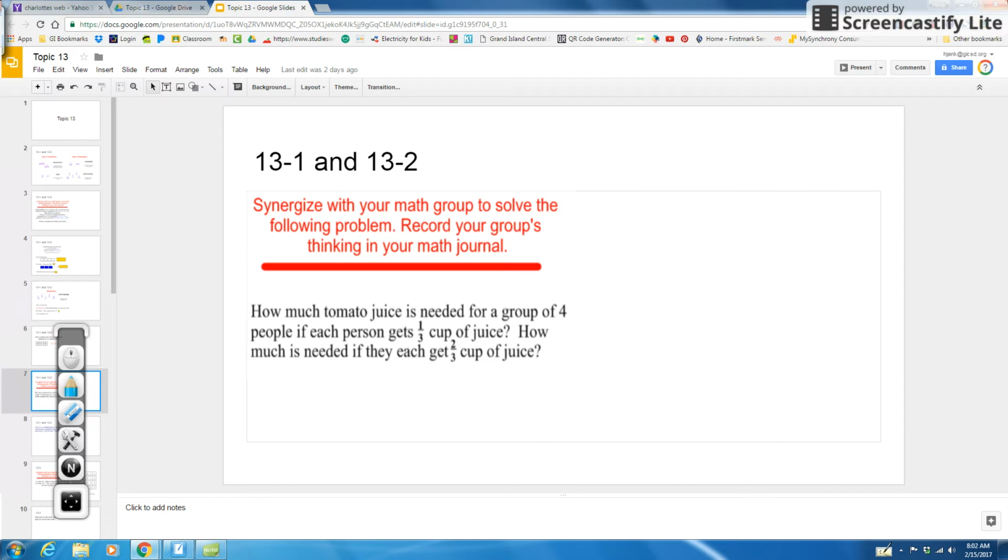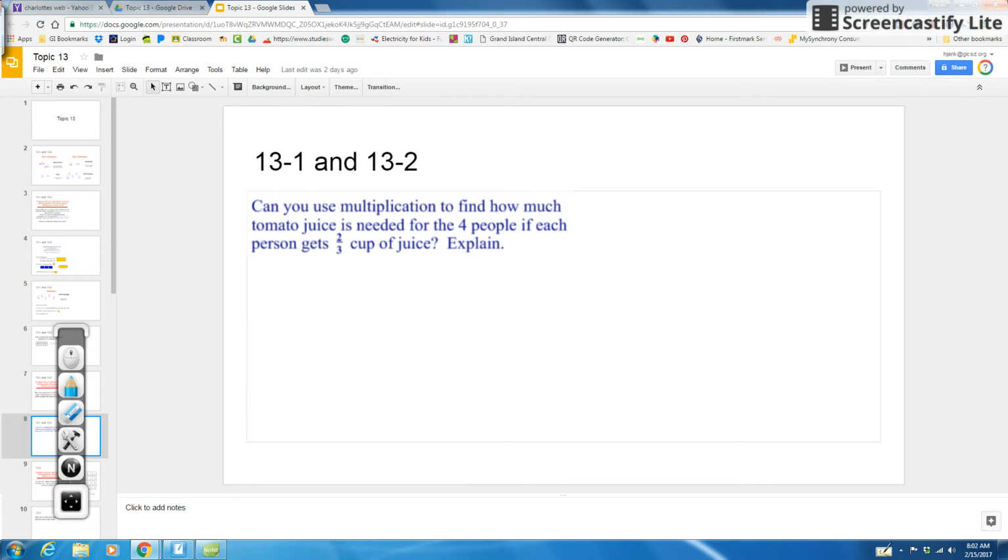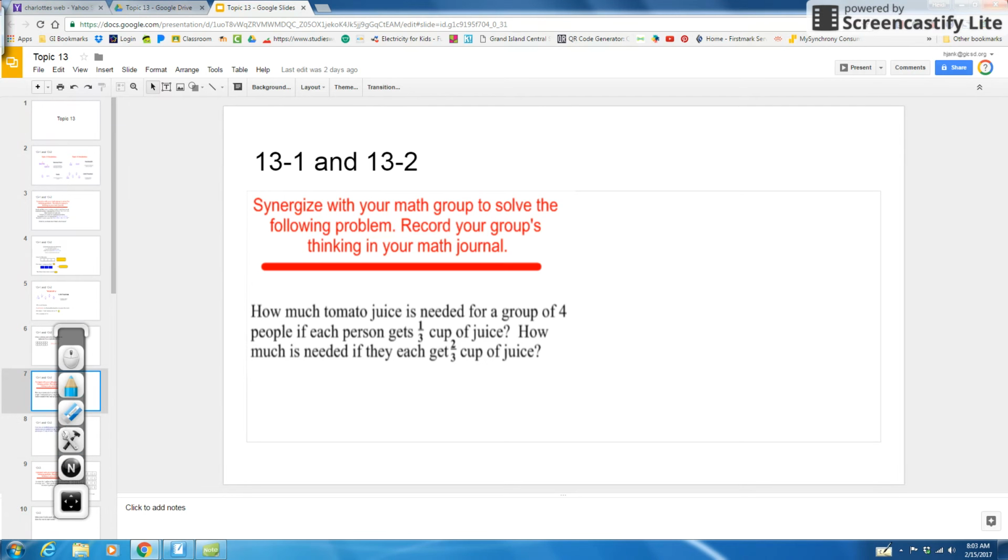Let's do one more problem together before you get to your practice problem. So they want to know how much tomato juice is needed for a group of 4 people, if each person gets 1/3 cup of juice. How much is needed if they get 2/3 cup of juice? Okay, so we're going to take a look at this. We're going to start with just the 1/3 for right now, because I'm going to take a quick pause. On your practice sheet, you're going to be solving how much they would get if they have the 2/3 cup. So together, we're going to do the 1/3. You will be doing the 2/3.